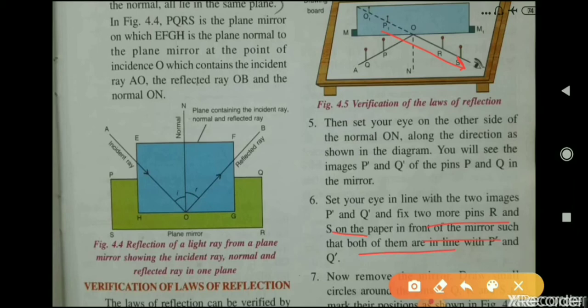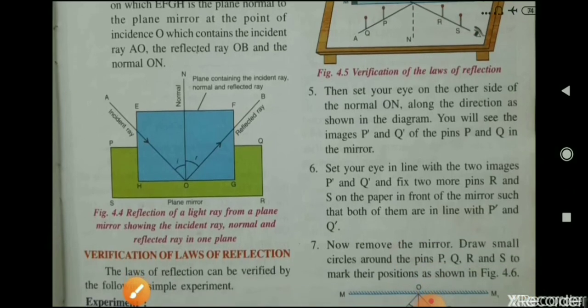Means what you have to do, you have to see from here, and exactly in front of the images of these two pins P and Q, the images P1 and Q1, exactly in the same line you have to place two more pins, R and S, on this side, on the other side of the normal. Now when you remove this mirror, you have to draw a small circle around the points R and S, and then you have to make this straight line.